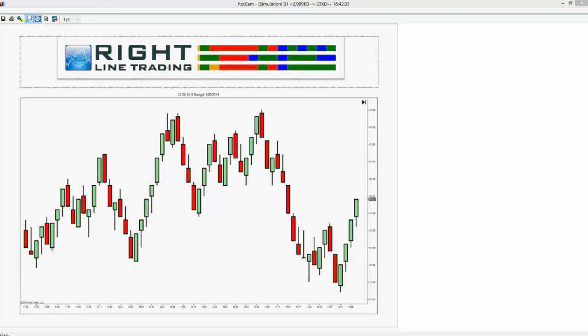Now, here's a chart of crude oil, and you can see that these are all candlesticks. This is an 8-range chart. Now, the price action people would say that there's enough information present on this chart in order to trigger a buy or trigger a sell, and I don't believe that to be the case.